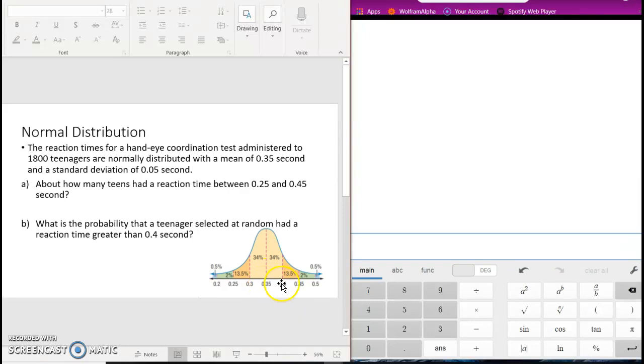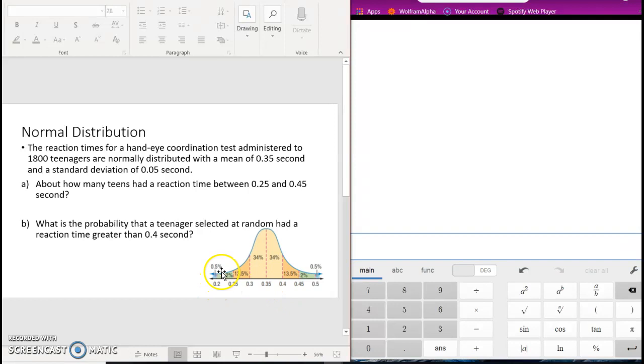And so when we go to the right, 0.35 plus 0.05 gives us 0.4, which is one standard deviation. We add another 0.05, 0.45, which is two standard deviations away from the mean. And then add another 0.05, we get 0.5, which is three standard deviations from the mean.